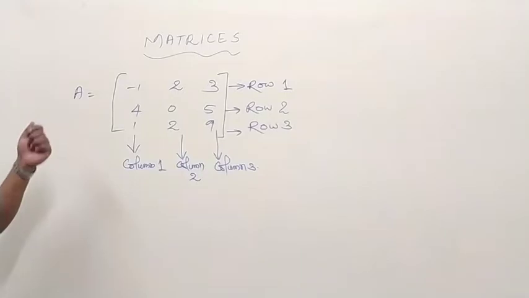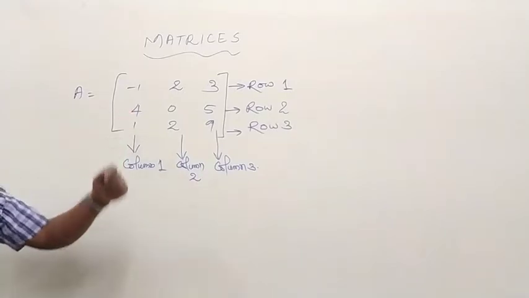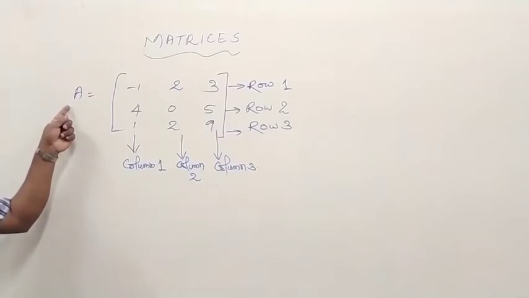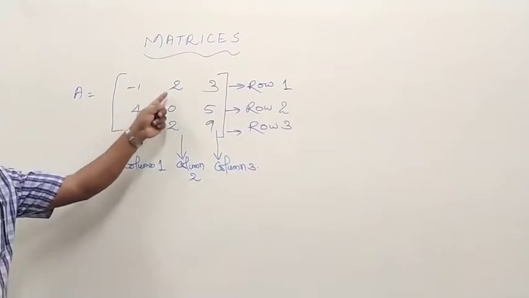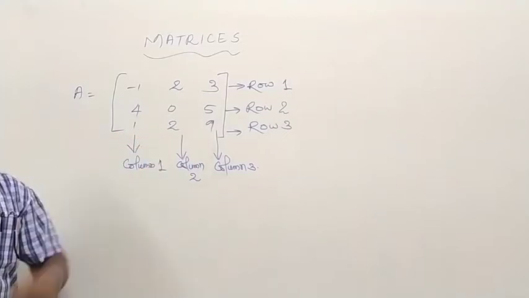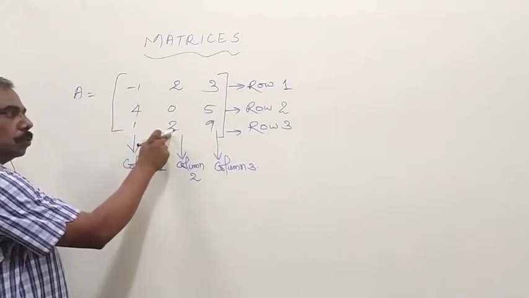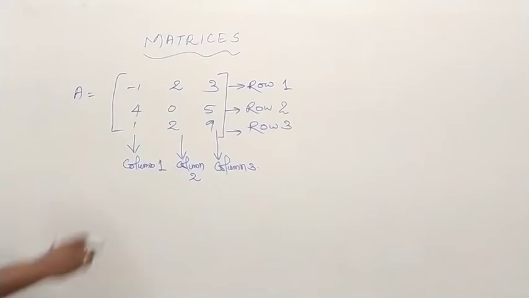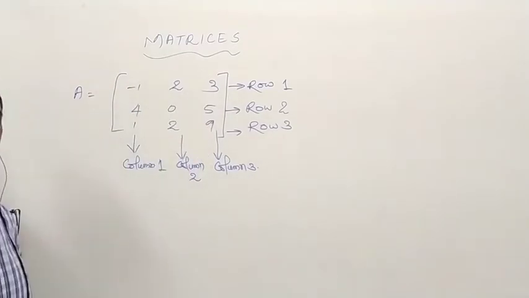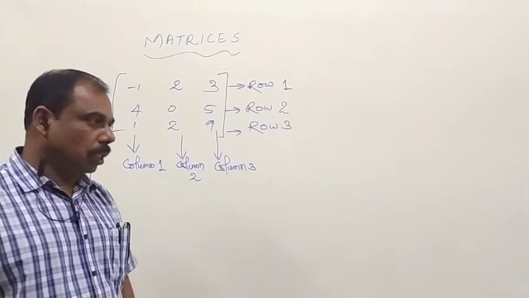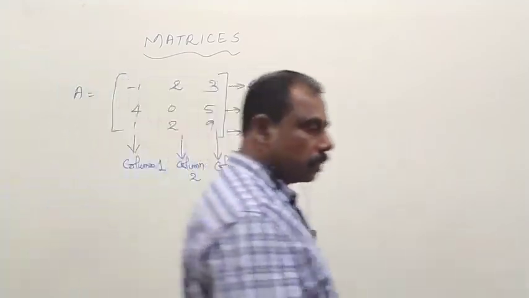That means in the arrangement we have taken, we have 3 rows and 3 columns, and this matrix is denoted by A. The elements are -1, 2, 3, 4, 0, 5, 1, 2, 9. We can say that this 2 is an element of the third row and second column. That means each position has a unique order. That is, -1 is the element of the first row and first column and so on. We will consider a few more examples.